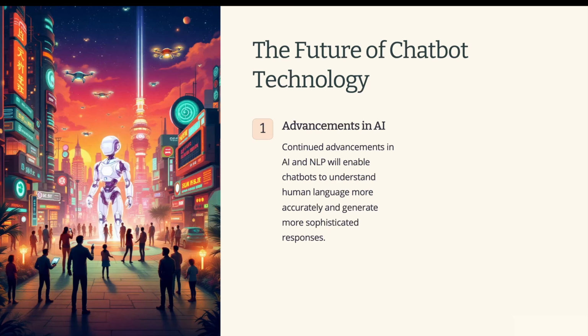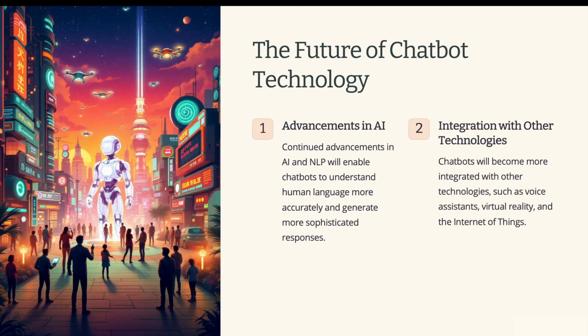One of the most significant areas of growth is advancements in AI. As AI continues to improve, chatbots will gain a deeper understanding of human language, including its nuances, context, and emotional undertones. This will enable chatbots to engage in more natural, fluid conversation with users. NLP techniques will evolve to help chatbots not only comprehend complex language patterns but also generate more accurate and contextually appropriate responses, making human interactions feel human-like.